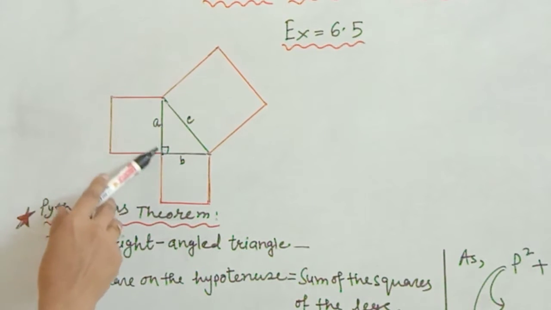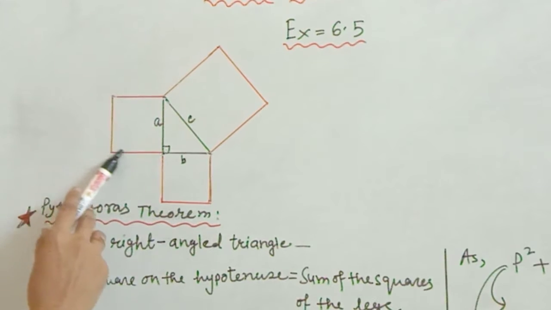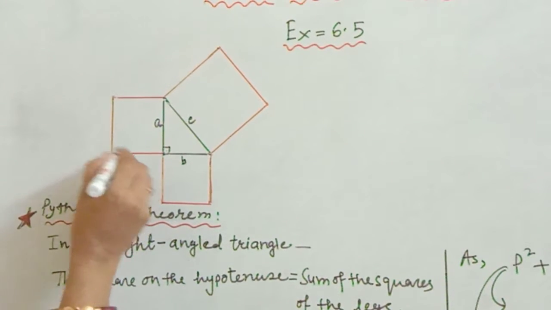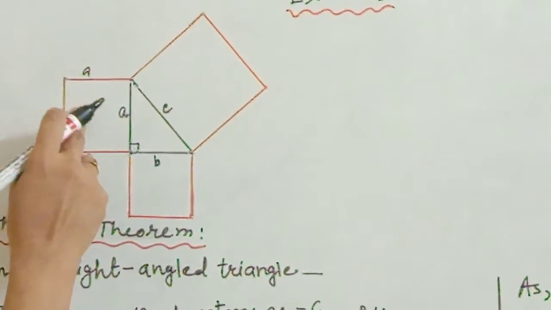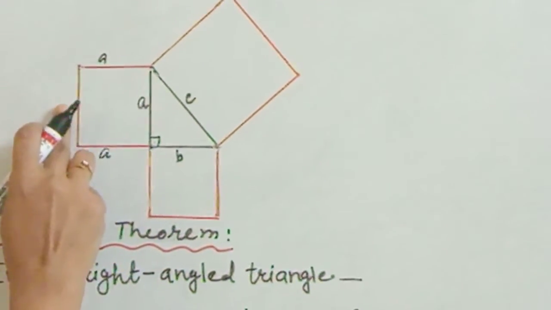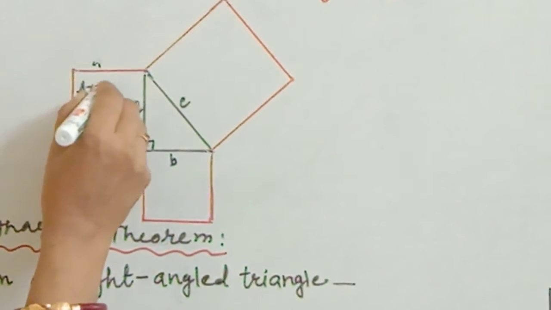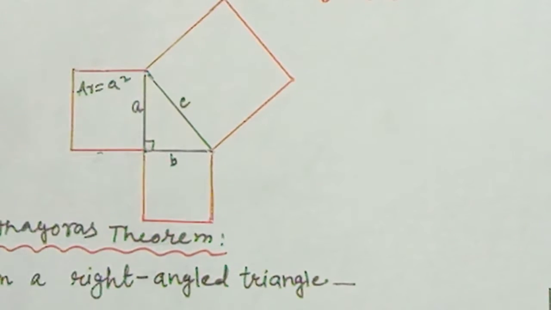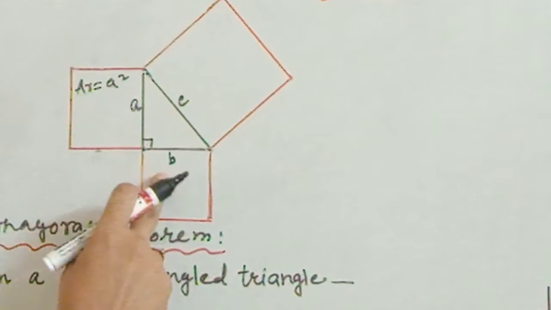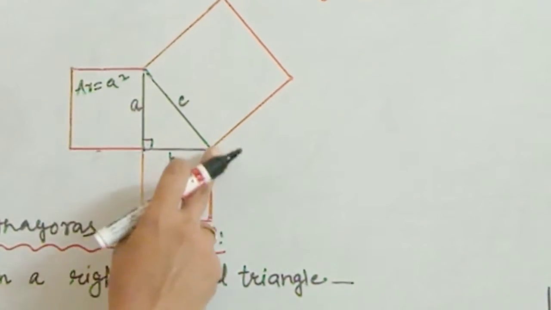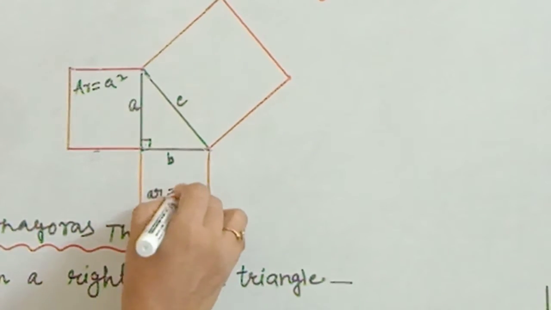Say in this right triangle, if we draw a square on this side, then all the sides will be the same measurement. So the area of this square will be A square, side into side. Similarly, all the sides of this square are B, so the area of this square will be B square.